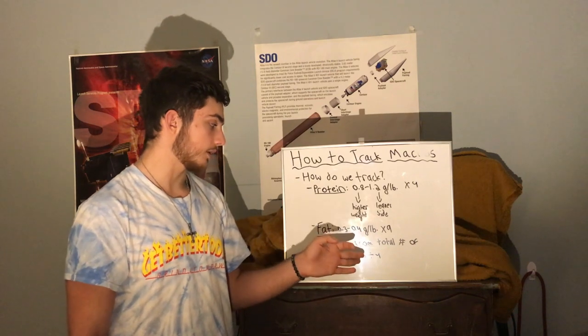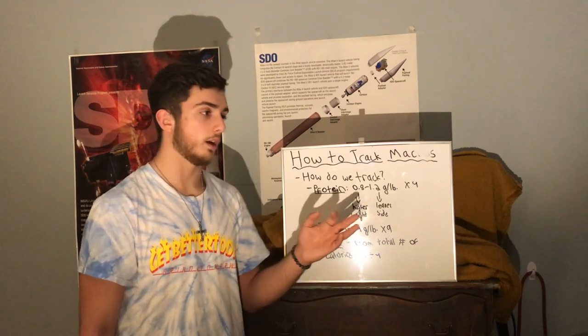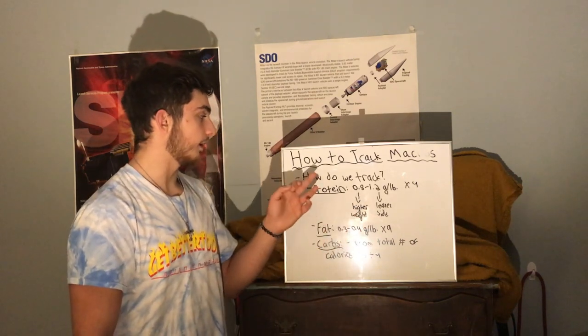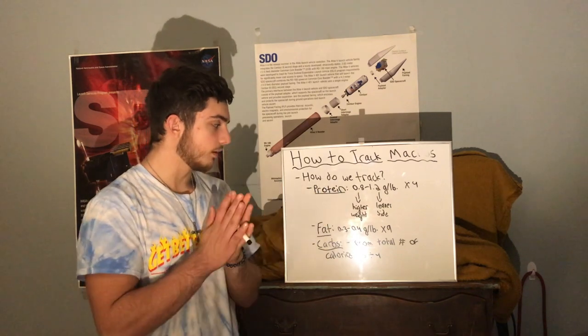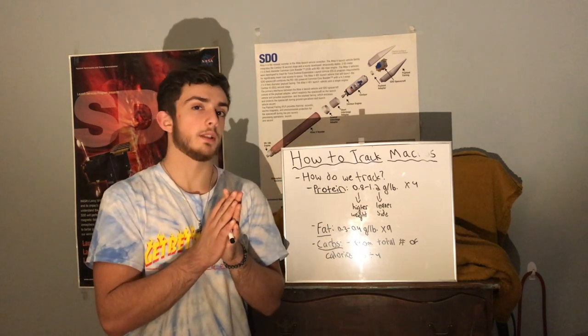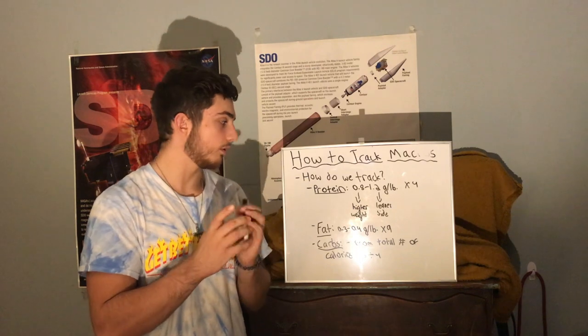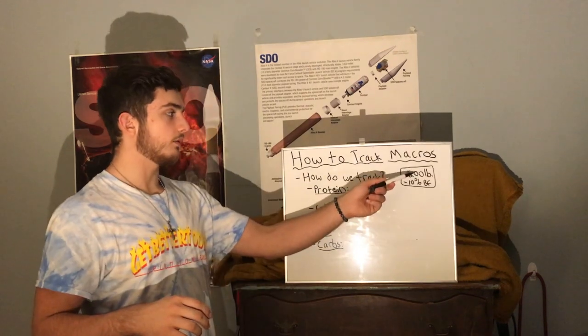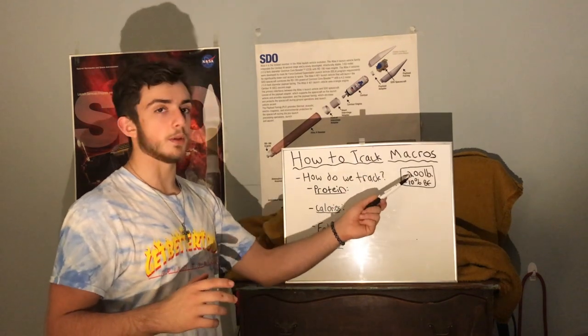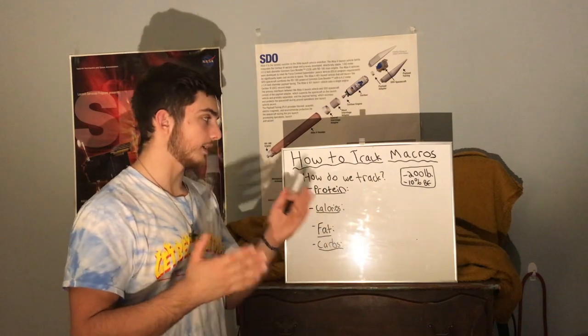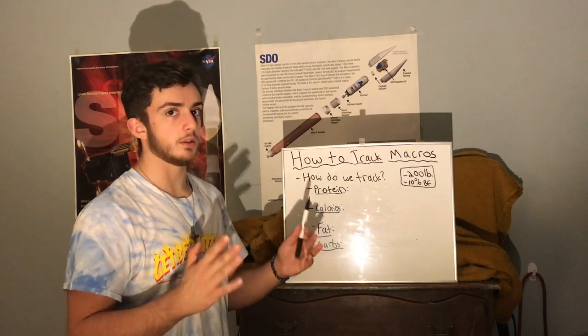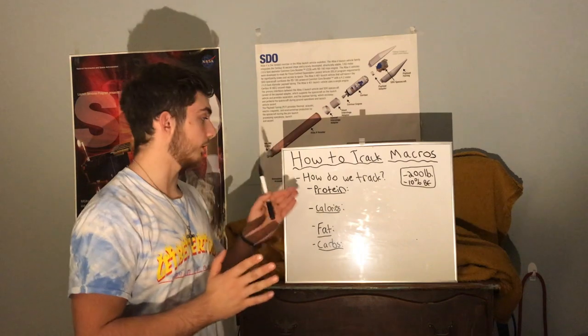So the carbs is just the leftover calories after you figured out fat and protein. I'm going to draw an example to make this a little bit easier to follow. So we have an individual that's 200 pounds, 10% body fat. So he's in the 10 to 15% body fat range, so we can just use grams per pound for protein.